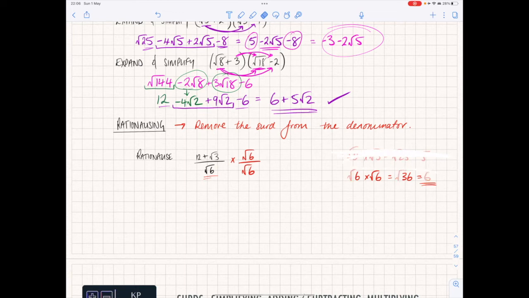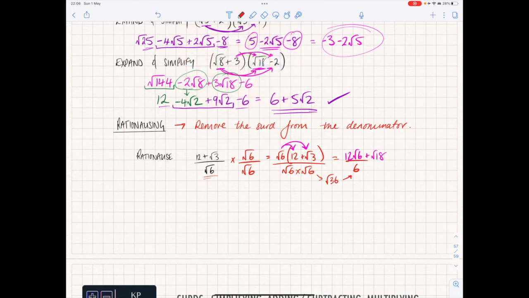Now what I'm actually doing here is effectively what we were just doing at the start there with the multiplying. I'm saying root 6 multiplied by everything on the top. So I can write it like that. And at the bottom I'm just doing root 6 times root 6, which, as we just spoke about, gives you root 36, which then turns to 6. Now at the top, what we're doing here is expanding again, so I'm doing root 6 times 12, which is 12 root 6, and then root 6 times root 3, which is root 18. Okay, because obviously they're both surds, that becomes root 18.